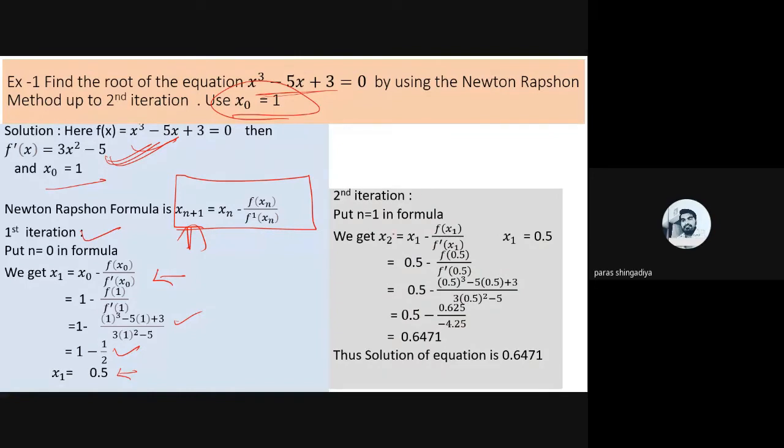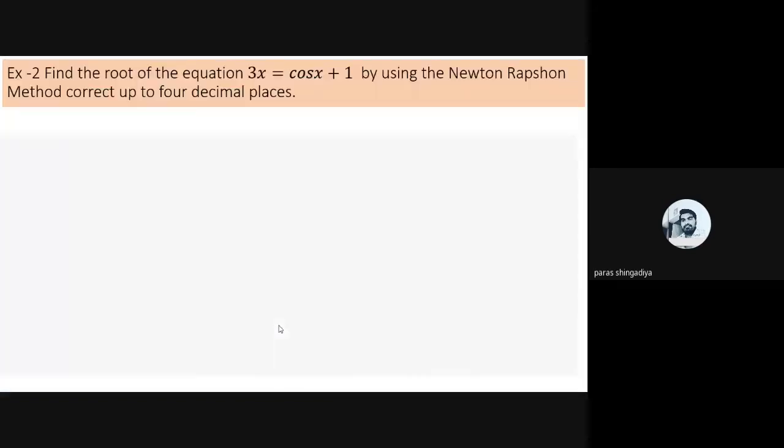Now use this x1 to find the second iteration x2. So for the formula of x2, replace n equal to 1 in this formula again. So it will be x of 1 plus 1. So x2 is equal to x1 minus f of x1 upon f dash of x1. Now use x1 as 0.5 in this formula, check the function value and its derivative value, and simplify that. It will be 0.6471. So it is the answer up to the second iteration, 0.6471. Okay, so this is the procedure to check the answer by using the Newton-Raphson method.